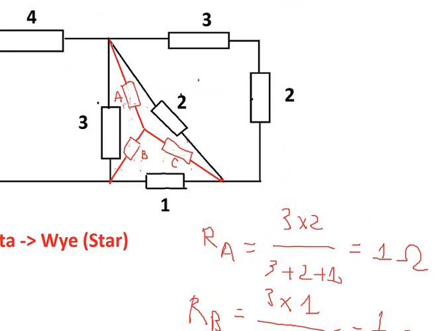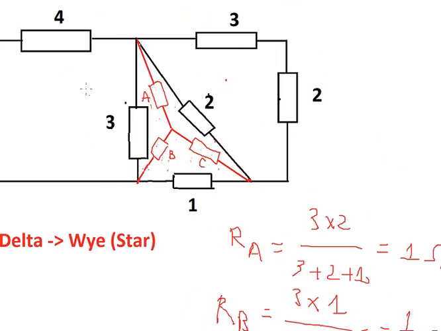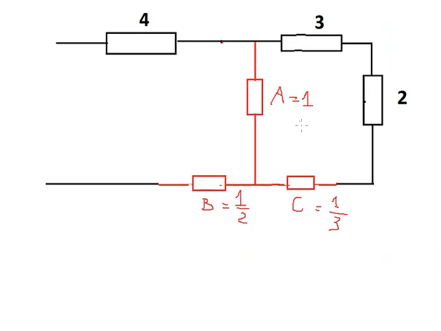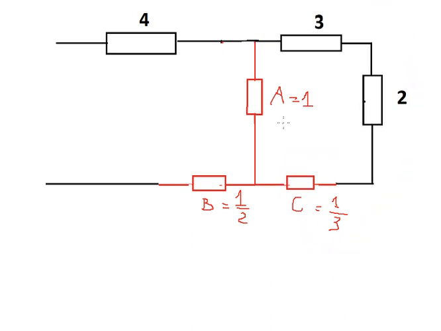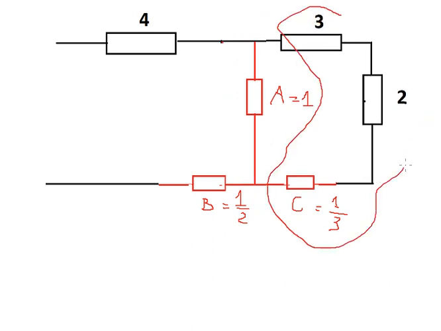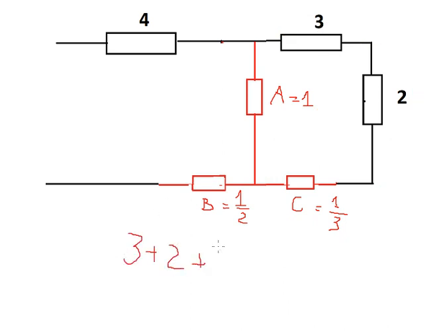So that means we put the values here, and now we need to transform this system into like this. So as you can see, number 3, number 2 and RC are in series, and this one is parallel with RA. So we can find the total resistance of this one in here. So the first thing, we just sum the 3 resistors in here. So that is 3 plus 2 plus 1 over 3.